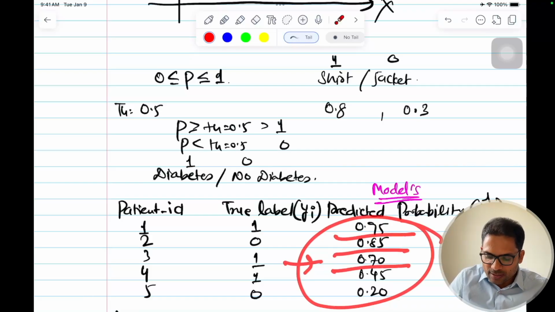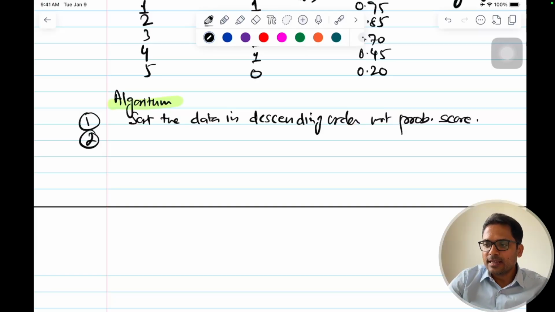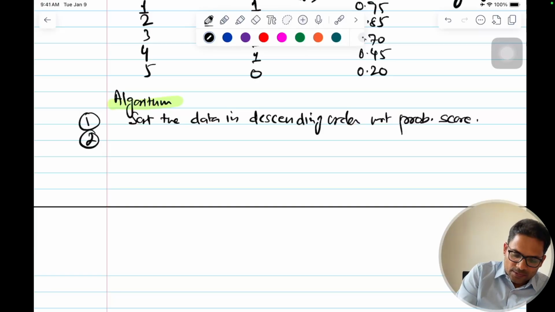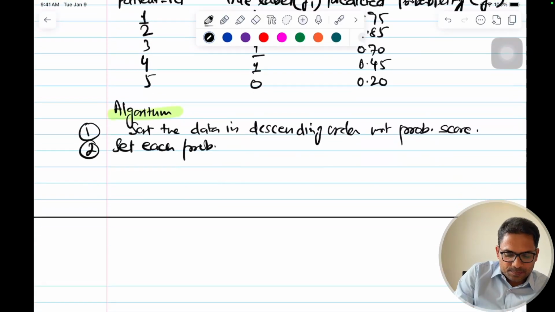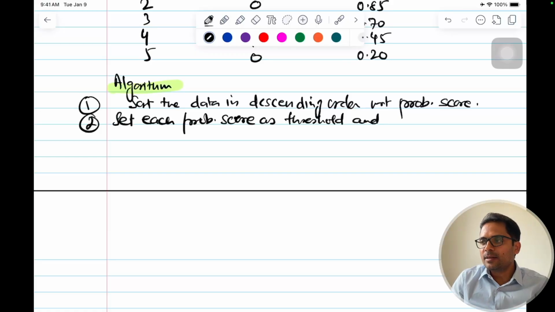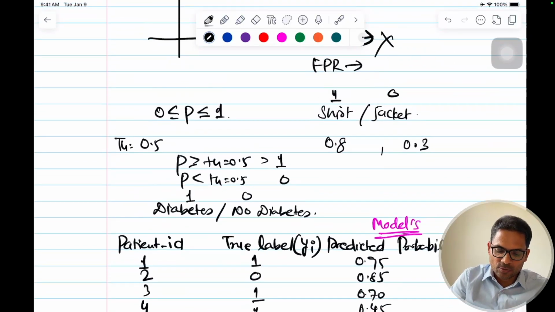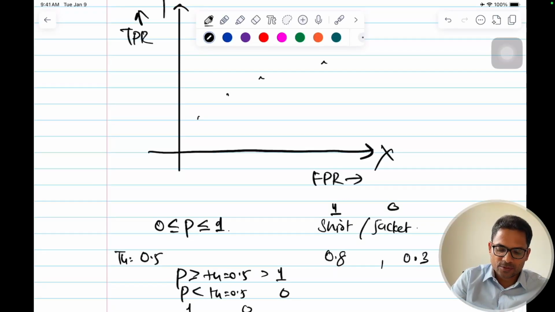So for each threshold, we set each probability score as a threshold. In the second step, set each probability score as the threshold for classification, whether it is 1 or 0, positive or negative class, and calculate my TPR and FPR, because that's what will go on my x and y axis, and each point will be obtained.